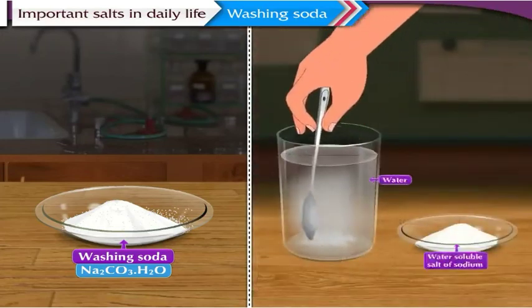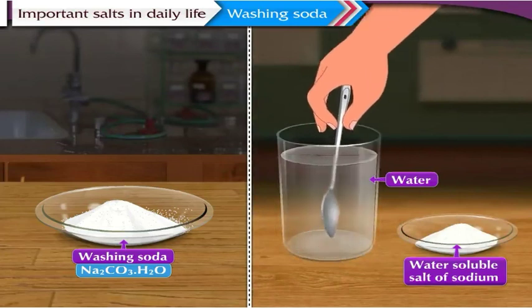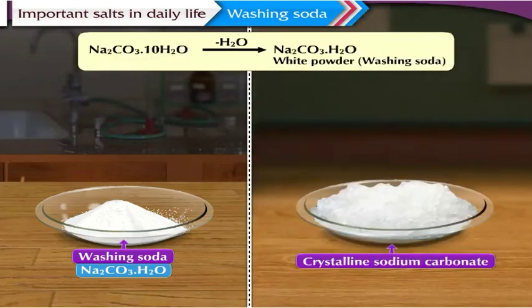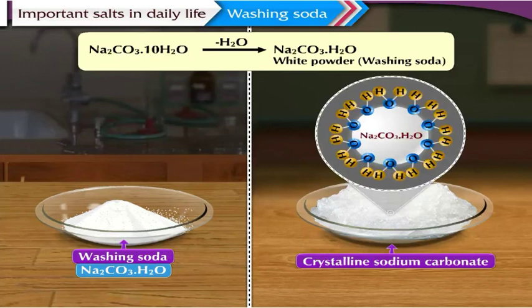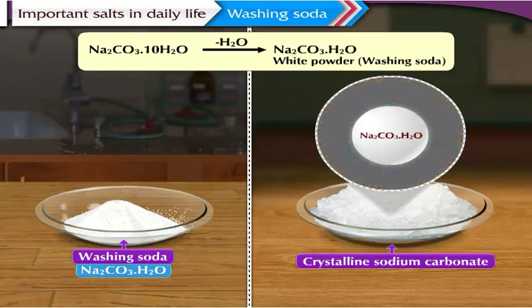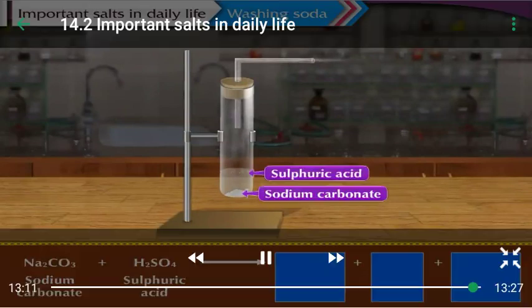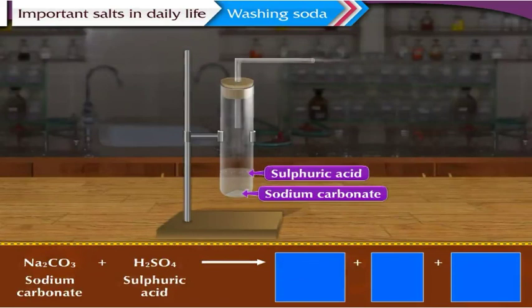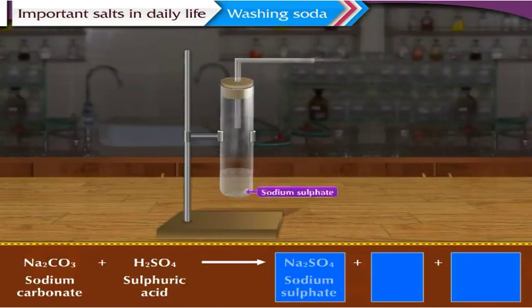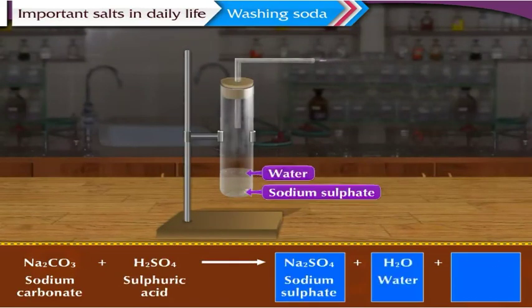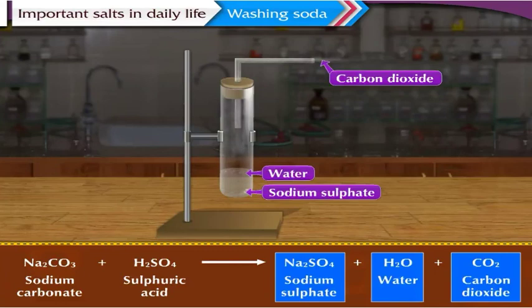Sodium carbonate is a water-soluble salt of sodium. Crystalline sodium carbonate, on keeping, readily loses its water of crystallization. As a result, a white powder is obtained. This powder is called washing soda. Now, let us complete the reaction of sodium carbonate with sulfuric acid. Sodium carbonate reacts with sulfuric acid to give sodium sulfate, water, and carbon dioxide. Let us proceed further to study some crystalline salts.